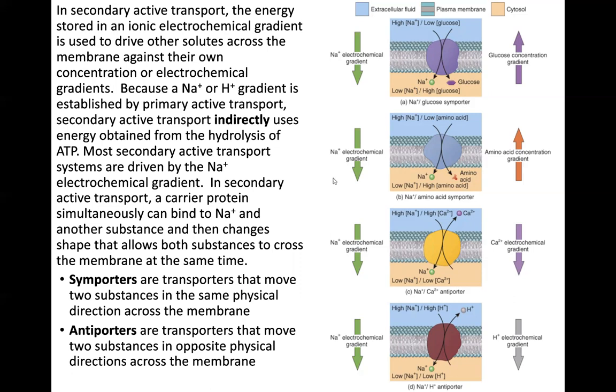Now, the same thing happens in an antiporter. 2 substances are moving across, except they're moving in opposite physical directions. So in the case of sodium, it's still going to go from high to low through a protein. This time the protein is called an antiporter that allows sodium to come in, but something else to escape in the opposite direction. Calcium to go from the inside out. Hydrogen ions to go from the inside out. Both of those are occurring against their electrochemical gradient.